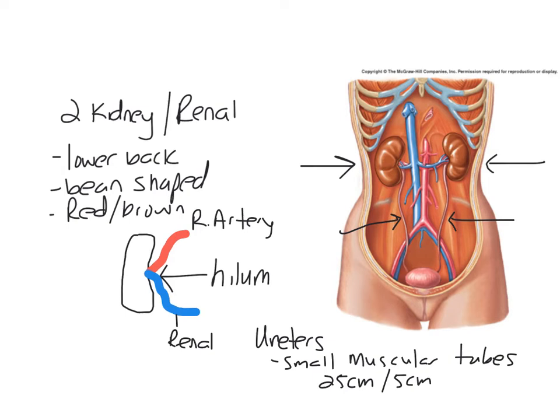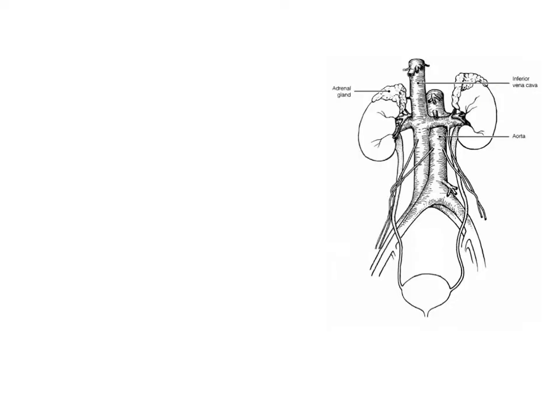The way they push the urine is by a process called peristalsis, and peristalsis is waves of contraction, so it contracts at the top and pushes the urine down. So these are our tubes that bring it from the kidney down to the urinary bladder. Okay, the last two organs.